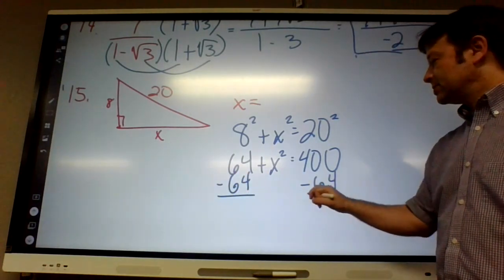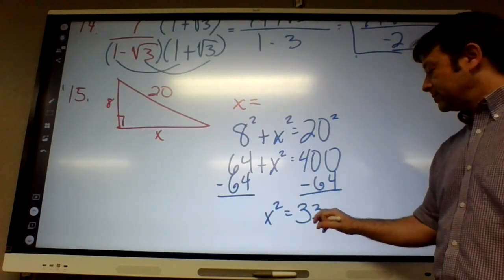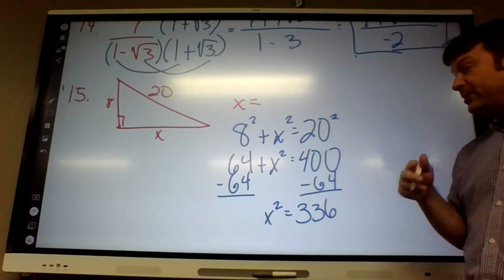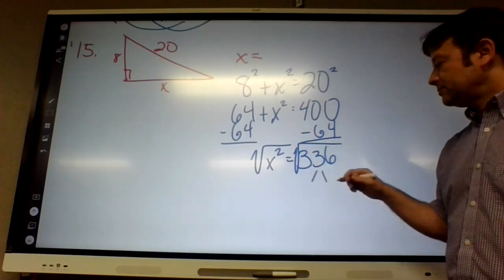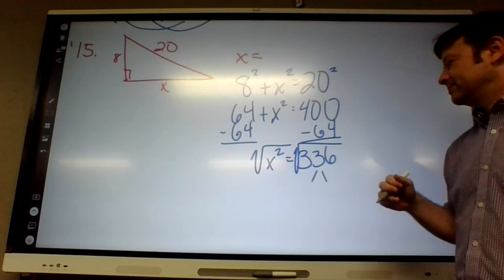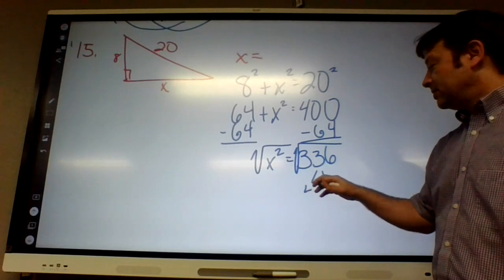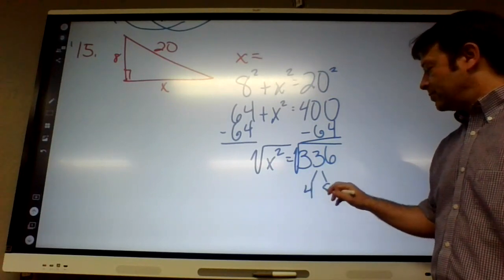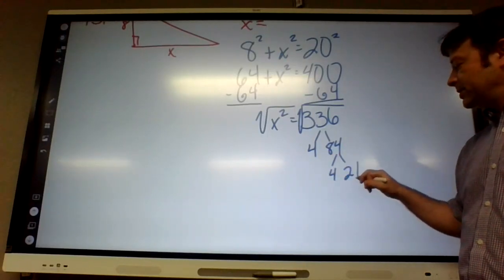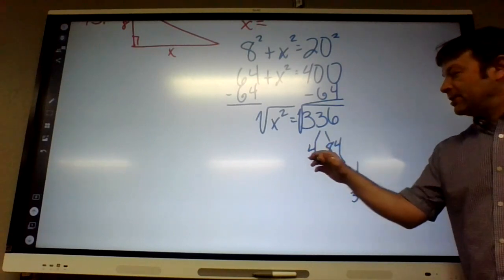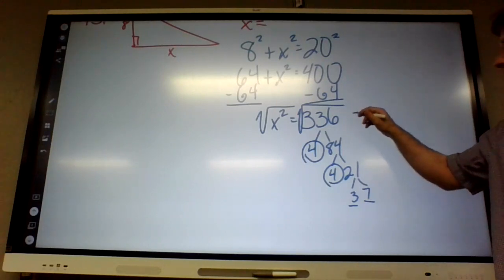Because it's not very nice. There's an x. We're about to have to do a square root, right? That's a big number. Square root of 336. What goes into 84? 4 and 21. 4 and 21, 7. Okay, so it's 4 square root of 21.